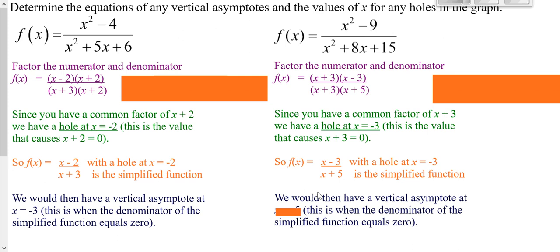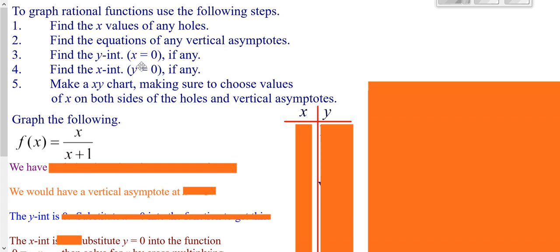We have a vertical asymptote, but what causes this to be 0? You set the bottom equal to 0, and you get x to be -5. So let's go ahead and graph these.